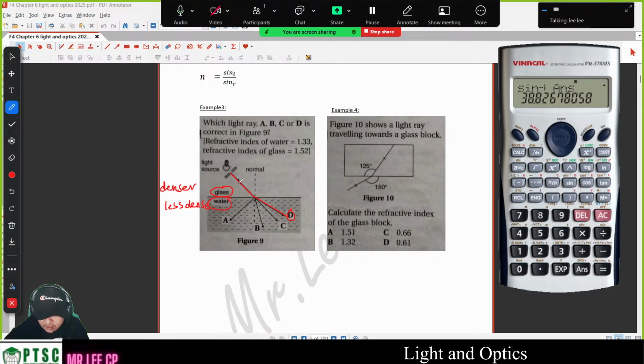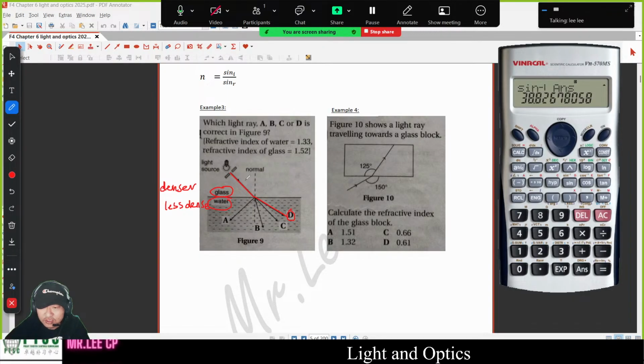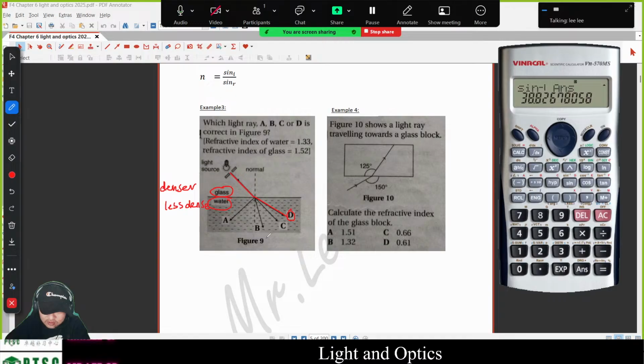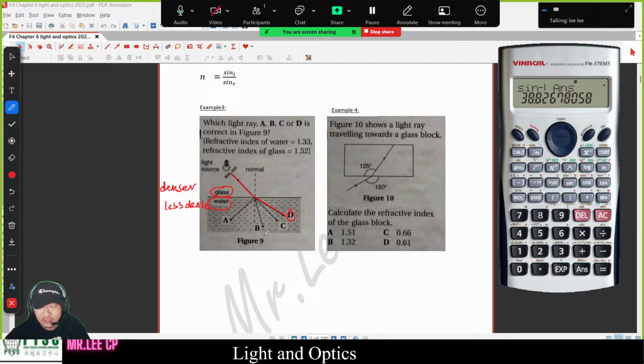Why? This is not A. See carefully. Most of you say, teacher, this one A goes to the water, so toward the normal. No, this one is wrong. So you need to be careful which one is denser, which one is less dense.